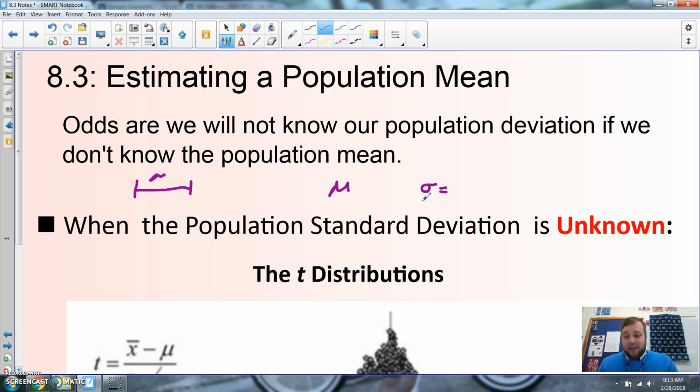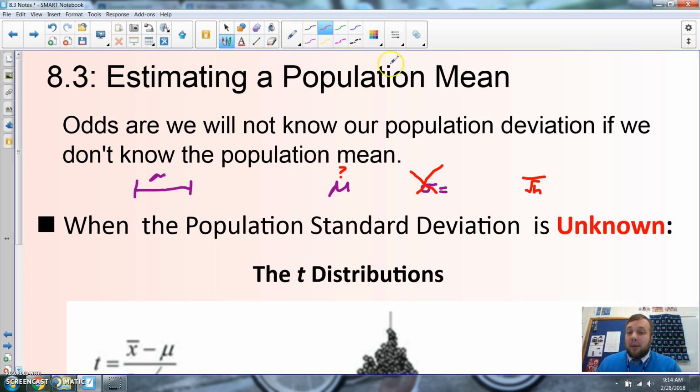Because, in fact, to find standard deviation, you actually need to know the population mean. And if I don't know the population mean, it just starts a domino effect. So, most likely, if we don't know this, I don't know this, okay? That causes a problem, right? Because my standard deviation formula is this over this, right?